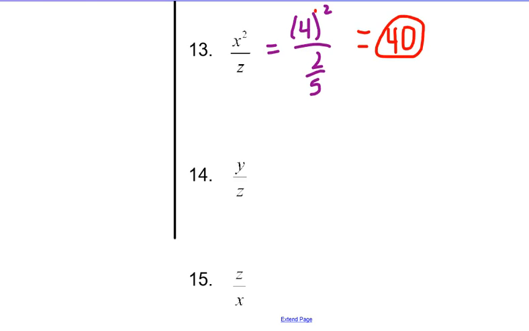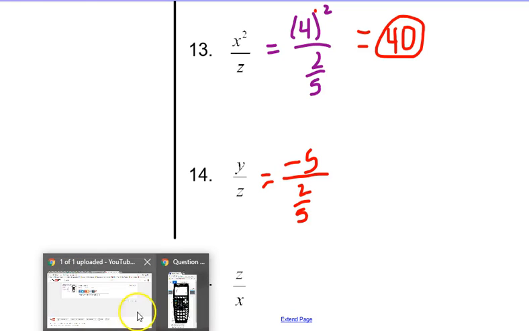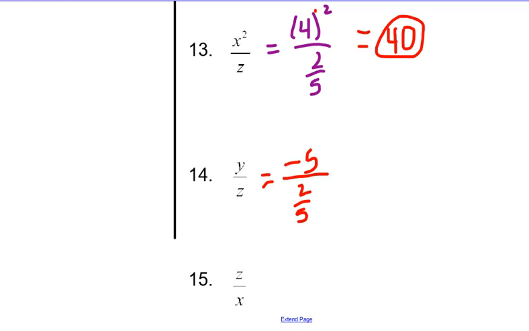Y divided by z, we have y is -5. So on the top, we're going to put -5 in for y. And then z on the bottom, again, 2/5. So this is using our calculator. So I would like you to pause the video, try and type that into your calculator, and see what comes out for your answer. You should have typed that into your calculator and gotten the answer -25/2.